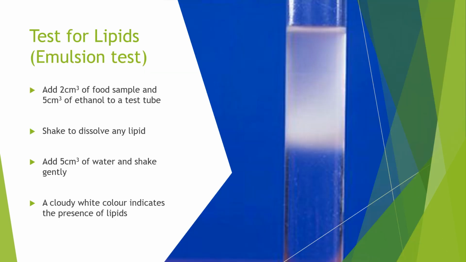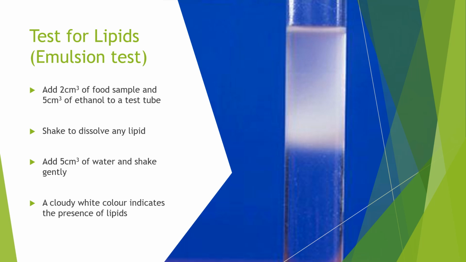To wrap up this video on lipids, we will finally discuss how to test for them using the emulsion test. So firstly, we want to start by adding 2 centimeter cubes of our food sample to a test tube, and then adding 5 centimeter cubes of ethanol to the test tube.